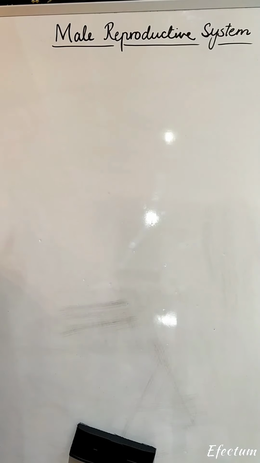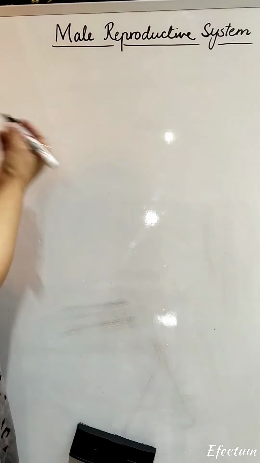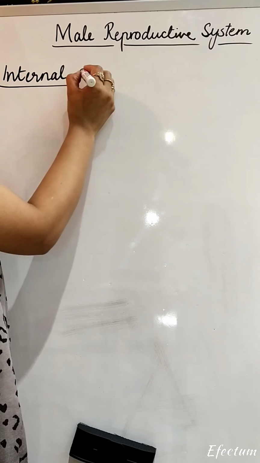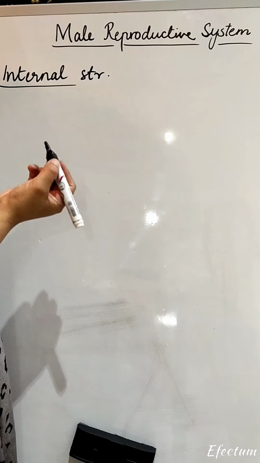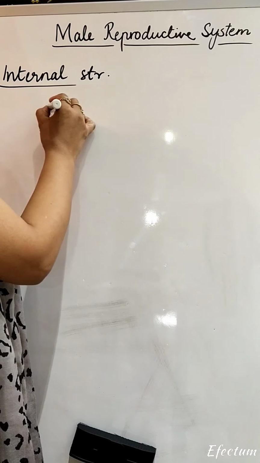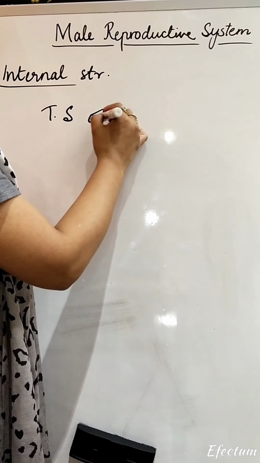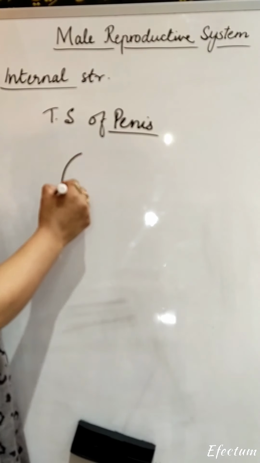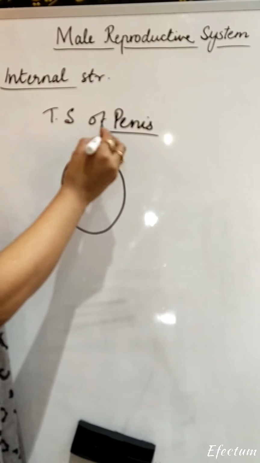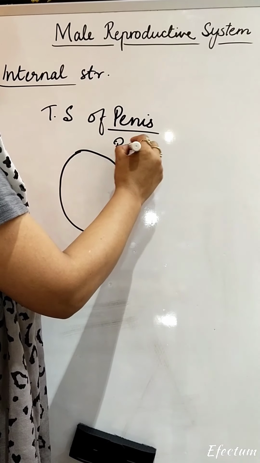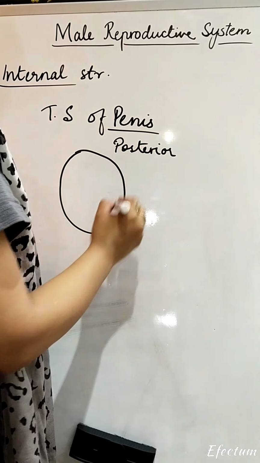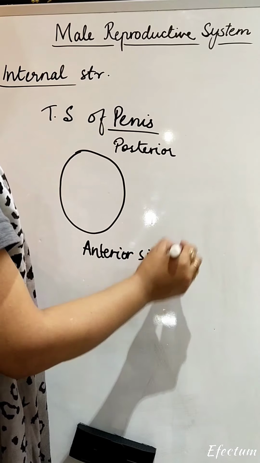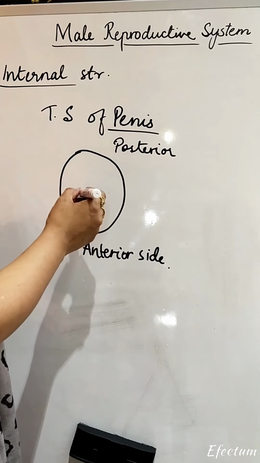Now I would like to talk about one more very important structure, that is the internal structure of the penis, or you can say the tissues present inside the penis. So here we will see the TS of penis, the transverse section of penis. If we draw the section of penis, then this is the posterior side and this is the anterior side. This TS of penis is highly vascularized.